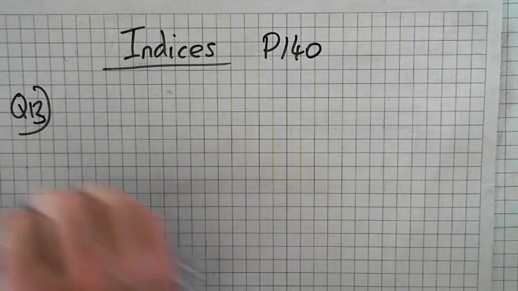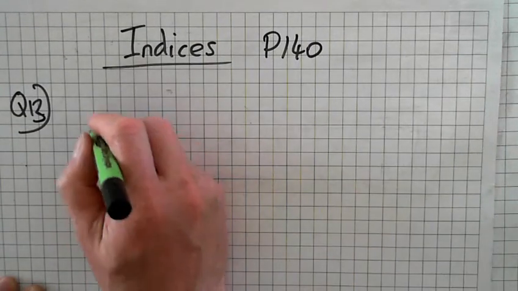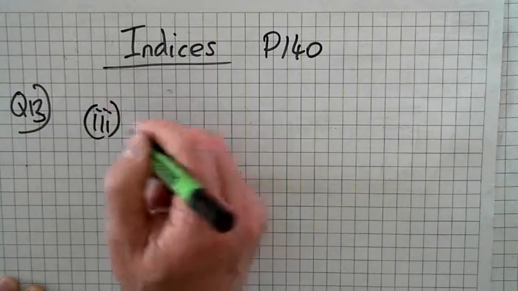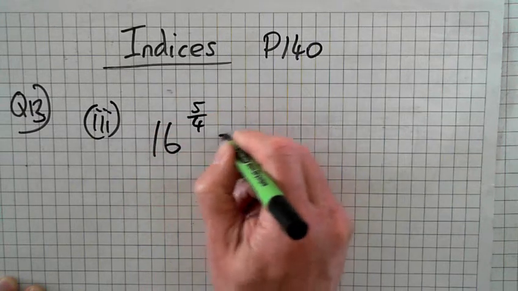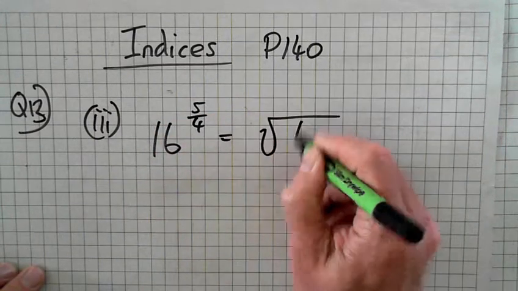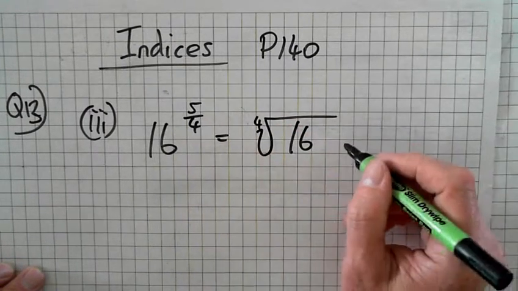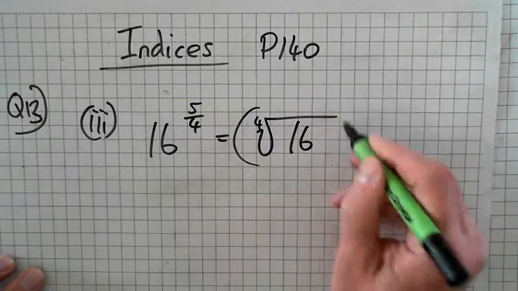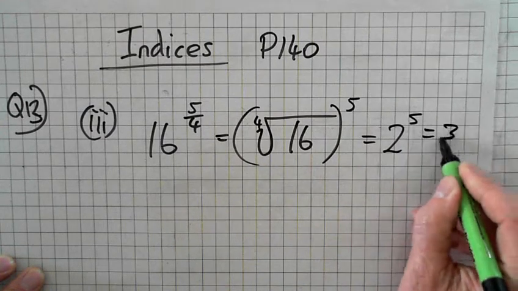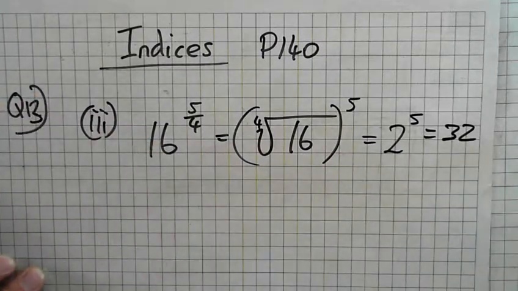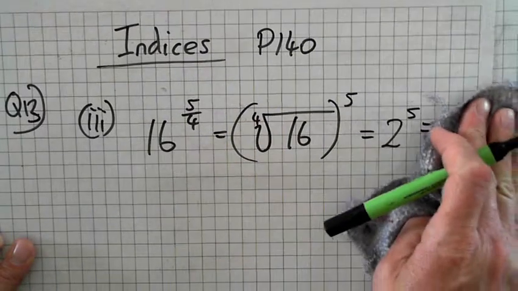Alright, look at another one. If I had 16 to the power of 5 over 4. First of all, what's the fourth root of 16? 2. And then 2 to the power of 5? 32.